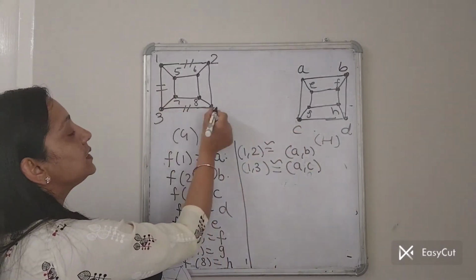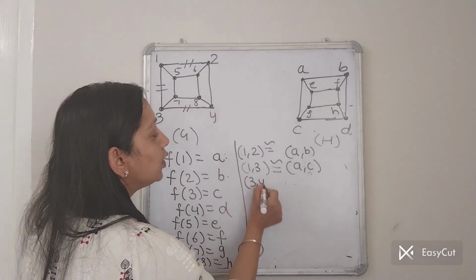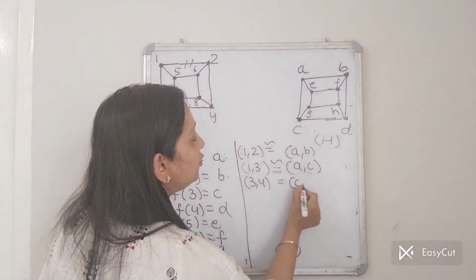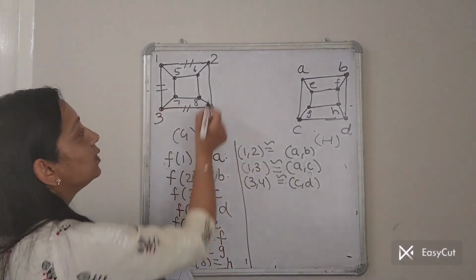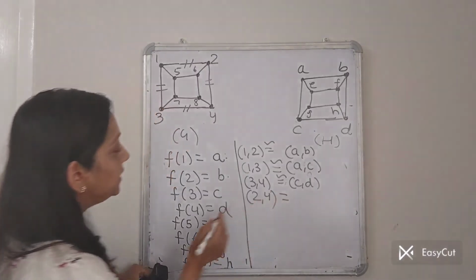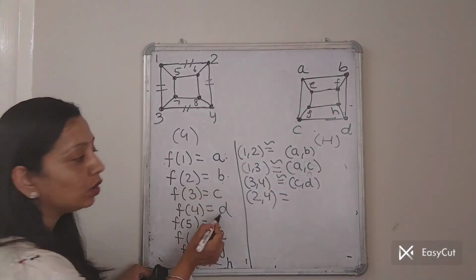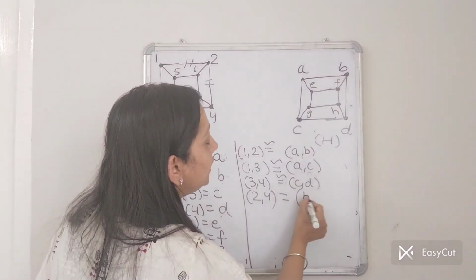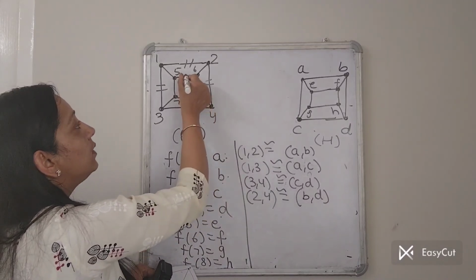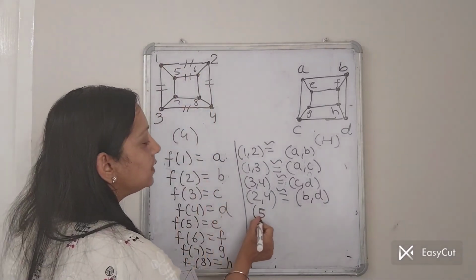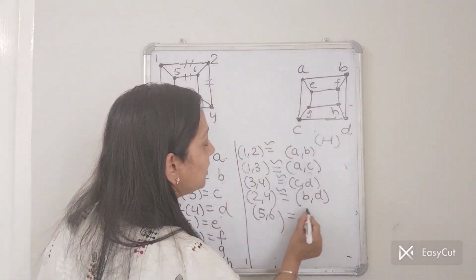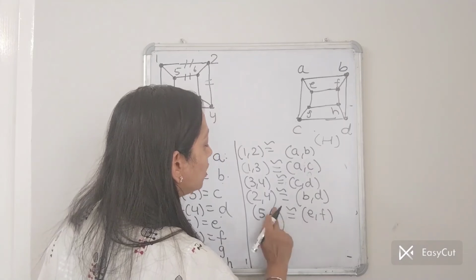Now for this edge, there is an edge between 3 and 4. So that means there must be an edge between C and D. Yes, there is an edge between C and D. Okay, now there is an edge between 2 and 4, right? So that means there must be an edge between B and D also. So yes, there is an edge between B and D. Okay, now the innermost square, there is an edge between 5 and 6. Yes, so that means there must be an edge between E and F also. Yes, there is an edge between E and F also.